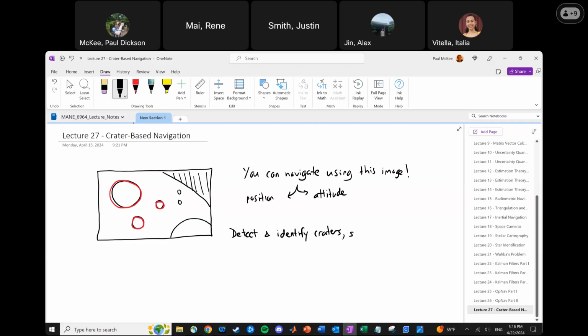And then solve for pose. And pose is position and attitude, right? So if you know your position with respect to the moon and your attitude in the moon-centered, moon-fixed frame, both of those together is pose. So that's just a nice abbreviation that we have.